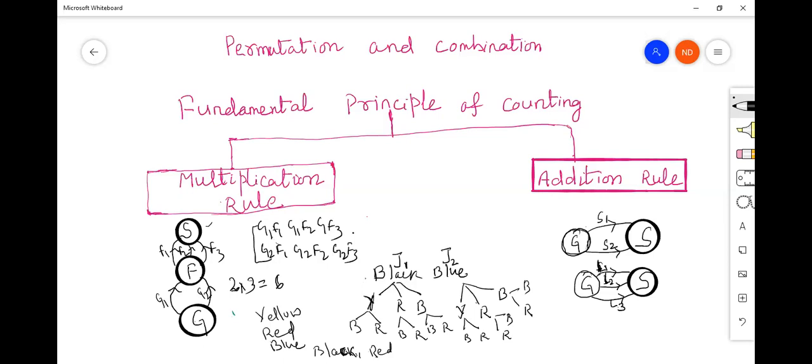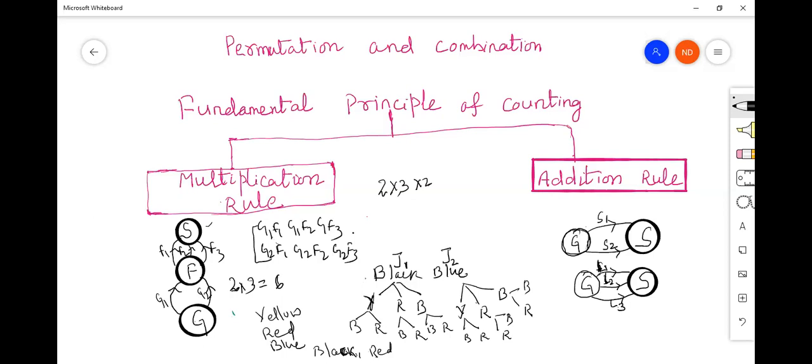But every time, counting like this is not possible, right? If you have many events, then you cannot count. It's time taking. So what we can see here, if I write here, selecting jeans, black and blue. So two jeans that can be done in two ways. Then selecting any one of the three t-shirts can be done in three ways, different ways. And selecting the sneakers, any one pair of sneakers out of two pairs, that can be done in two ways.